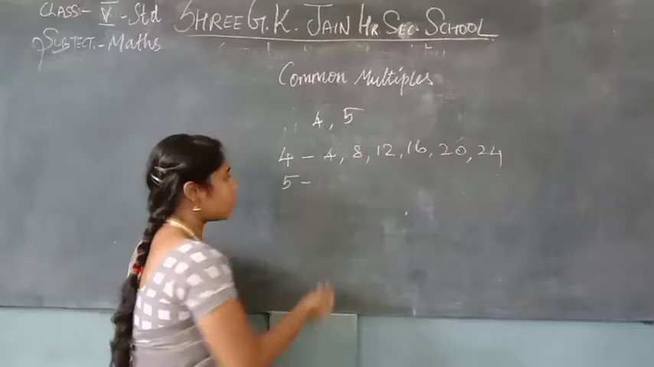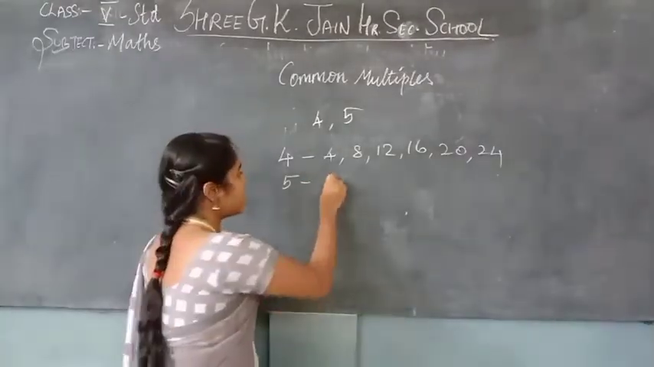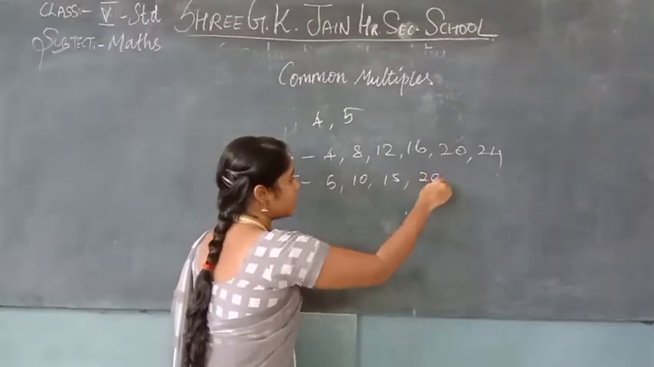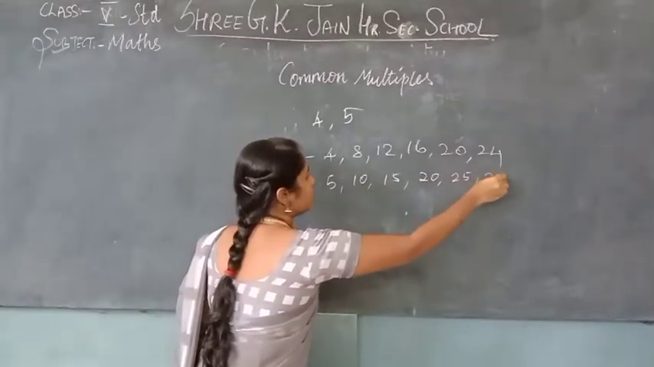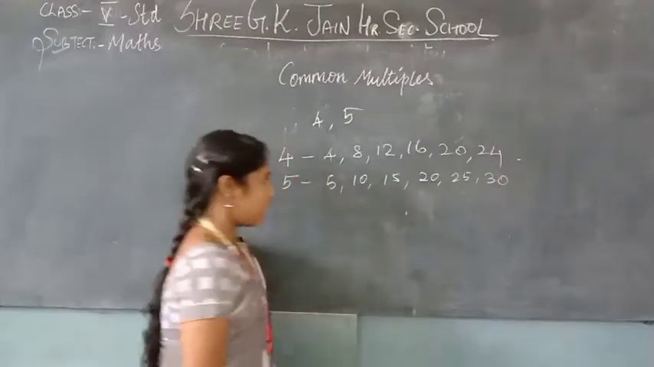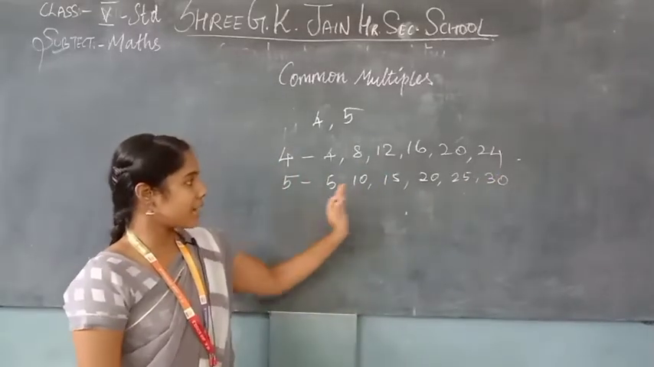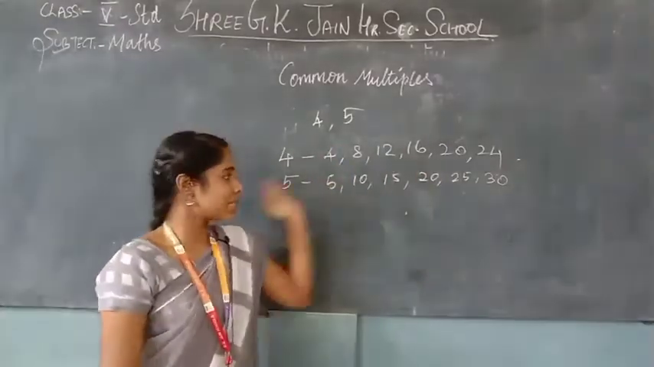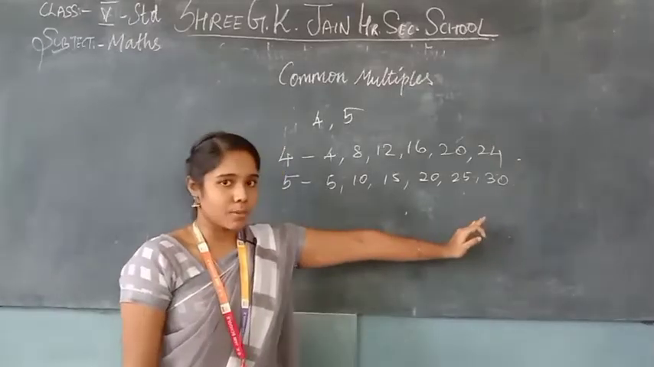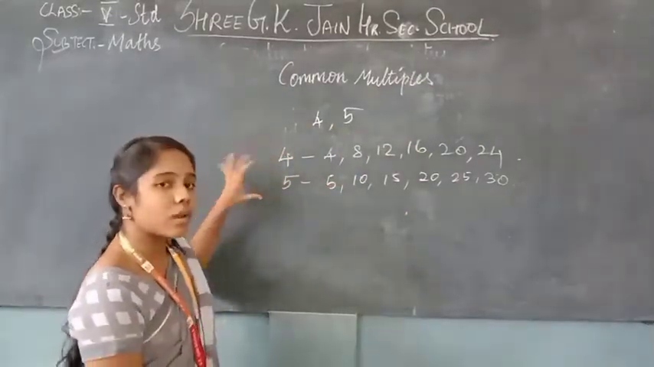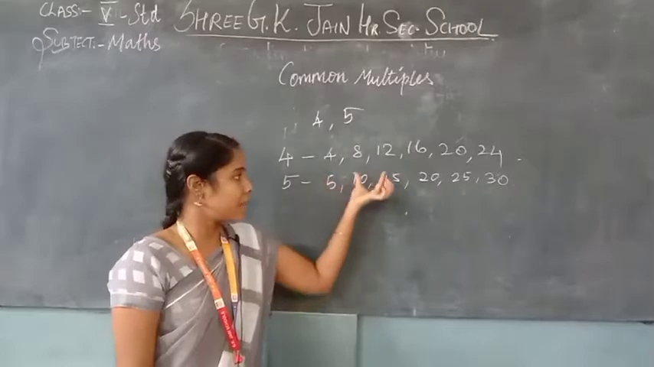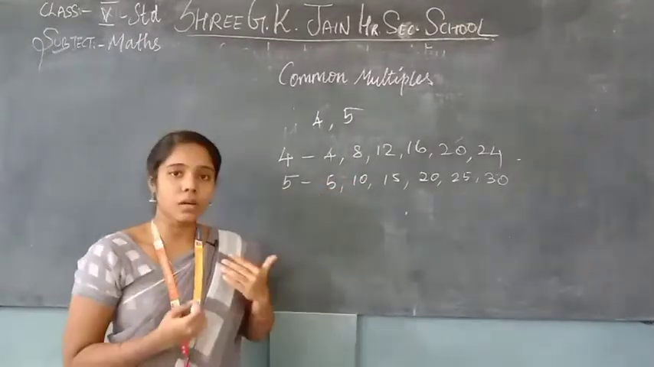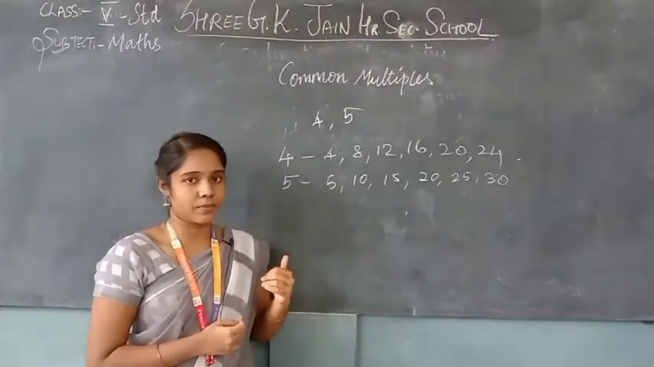Then 5. What are the multiples of 5? 5, 10, 15, 20, 25, 30 and so on and so forth, right? These 2 tables we have taken up to 6 multiples each. So these are the multiples of 4 and 5. You can see these are the answers of the multiplication table, right children? We are going to see what common multiples are from this, okay?